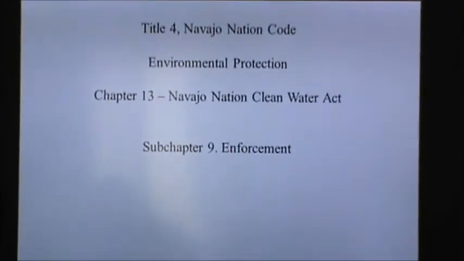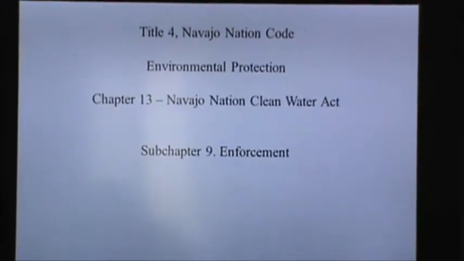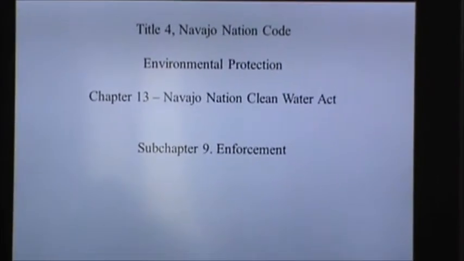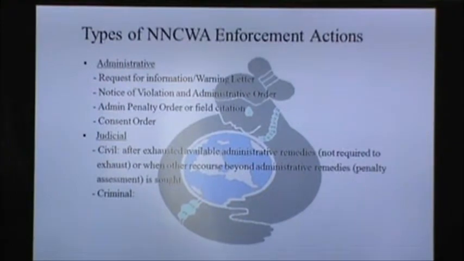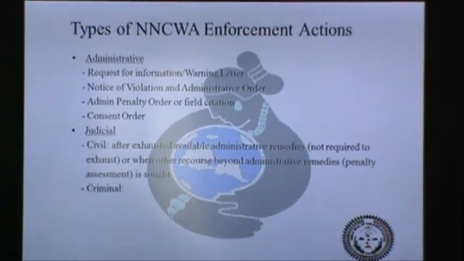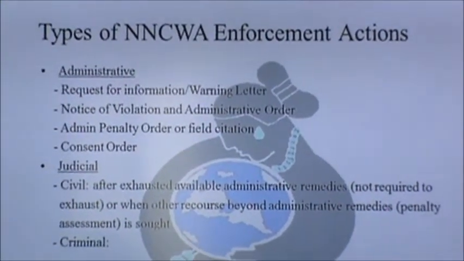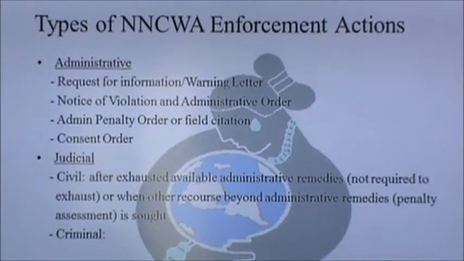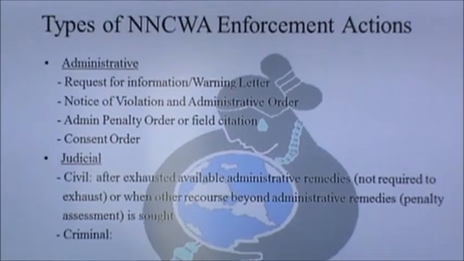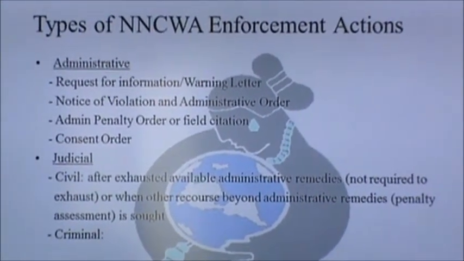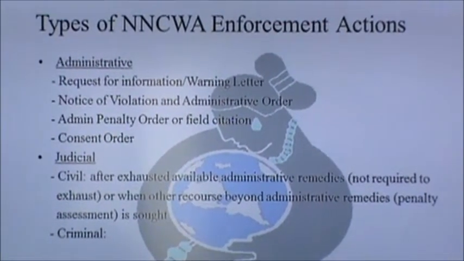But for our own tribal enforcement action, it's all based on this: Clean Water Act, Subchapter 9, which deals with our enforcement provisions. The types of enforcement actions that we can carry out are all listed here. There's administrative, which involves warning letters or requests for information. Then you move up to notices of violation or administrative orders. Then you move up again to administrative penalty orders or field citations. The top one we get to is consent orders. That's just the most critical ones.